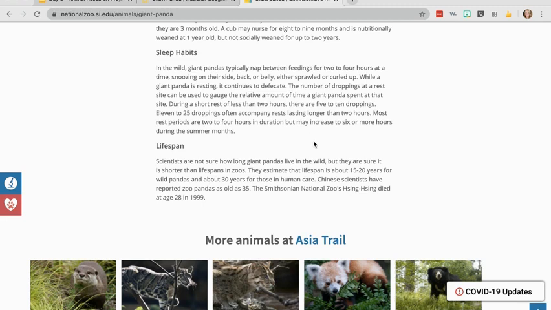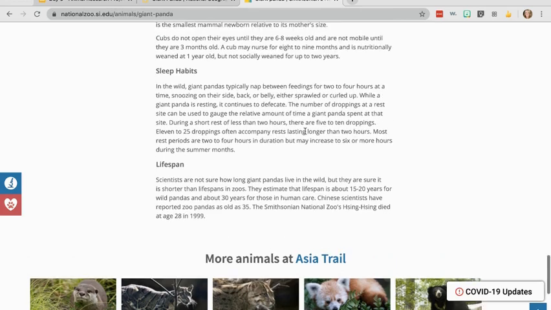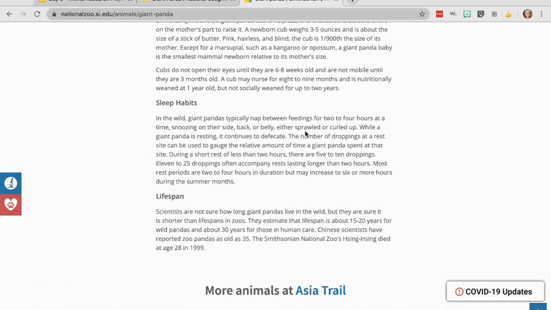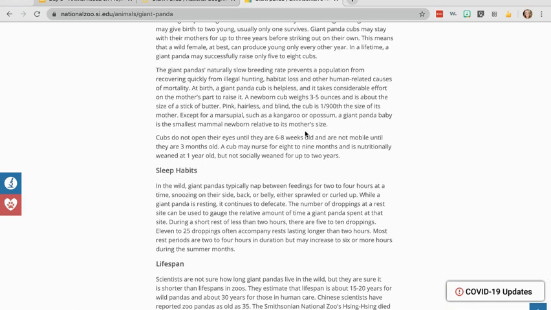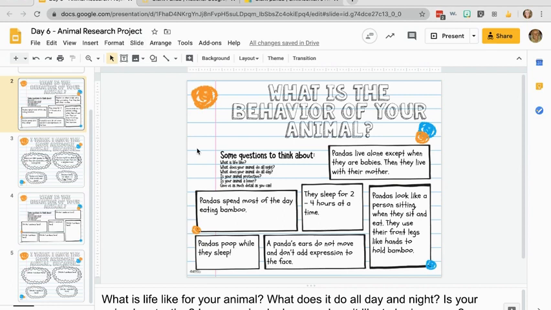The number of droppings at a rest site can be used to gauge the relative amount of time a giant panda spent at that site. During a short rest of less than 2 hours, there are 5 to 10 droppings. 11 to 25 droppings often accompany rests lasting longer than 2 hours. Most rest periods are 2 to 4 hours in duration, but may increase to 6 or more hours during the summer months. Okay. I don't really think there's anything else I want to add to my slides about their behavior from there. But let's revisit my questions.